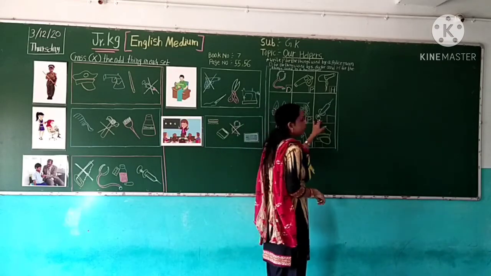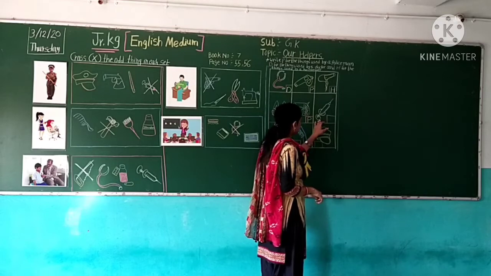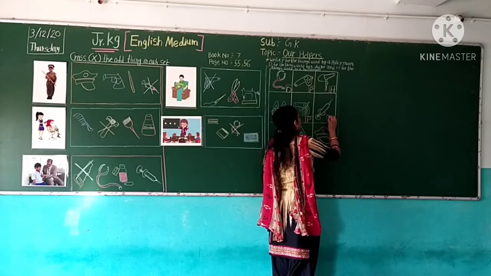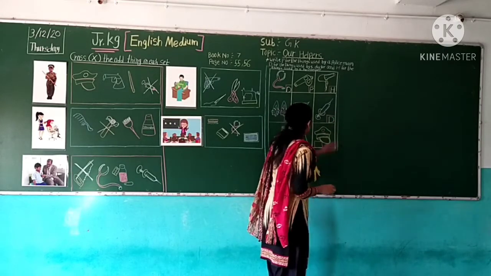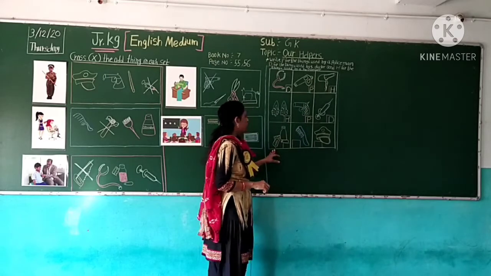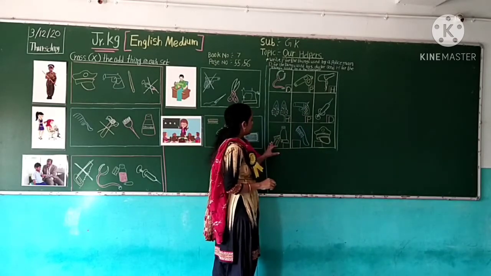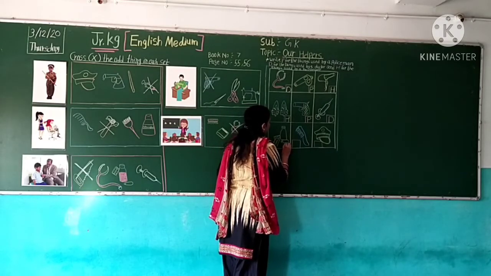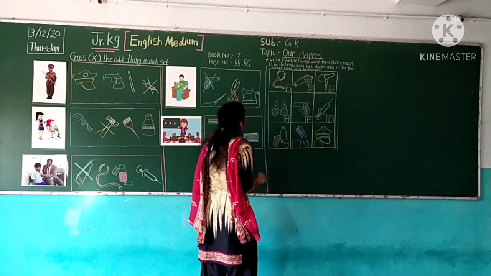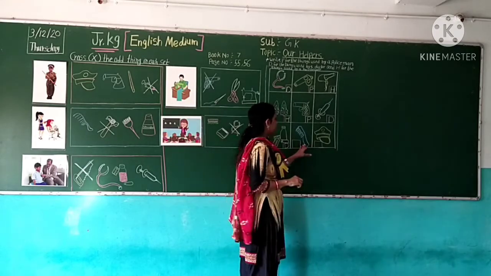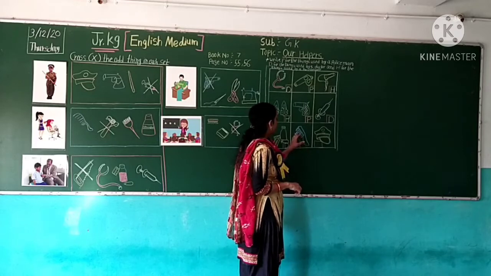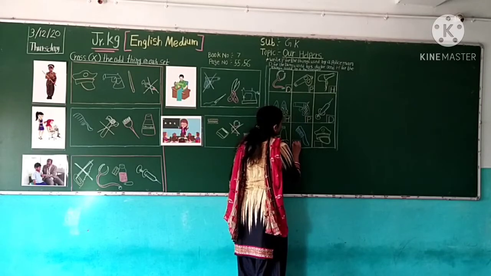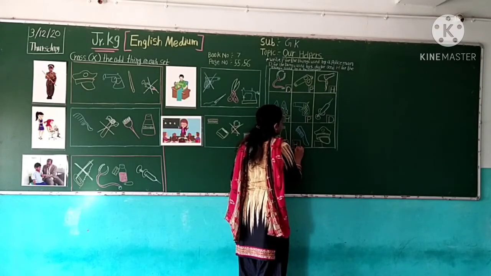Now next, what is this? Injection. Who uses the injection? Yes, doctor. So here we write D. D for doctor. And next, what is this? Medicines. These things are used by a doctor. So here we write D. D for doctor. And now next, which picture is this? Comb. A comb is used by a hairdresser. So here we write letter H.